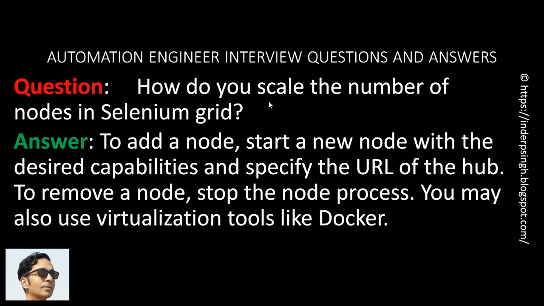How do you scale the number of nodes in Selenium Grid? To add a node, we can start a new node with the desired capabilities and specify the URL of the hub. And to remove a node, we can stop the node process. Or you can use virtualization tools like Docker.